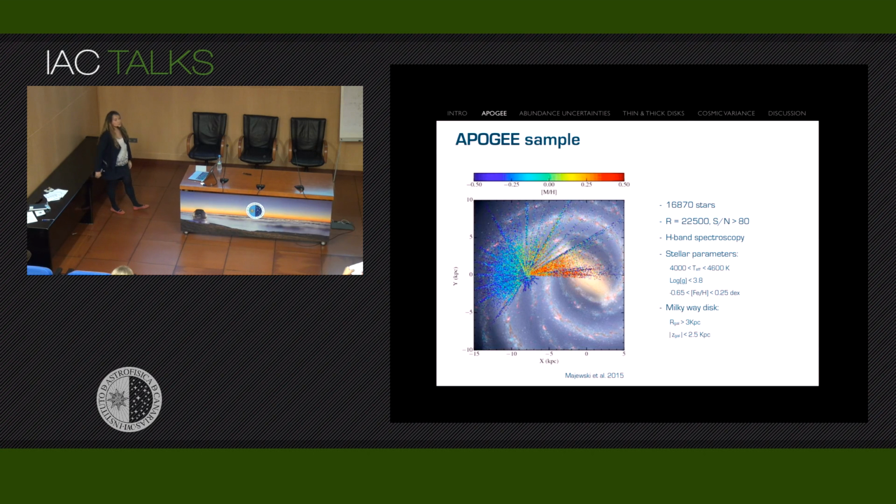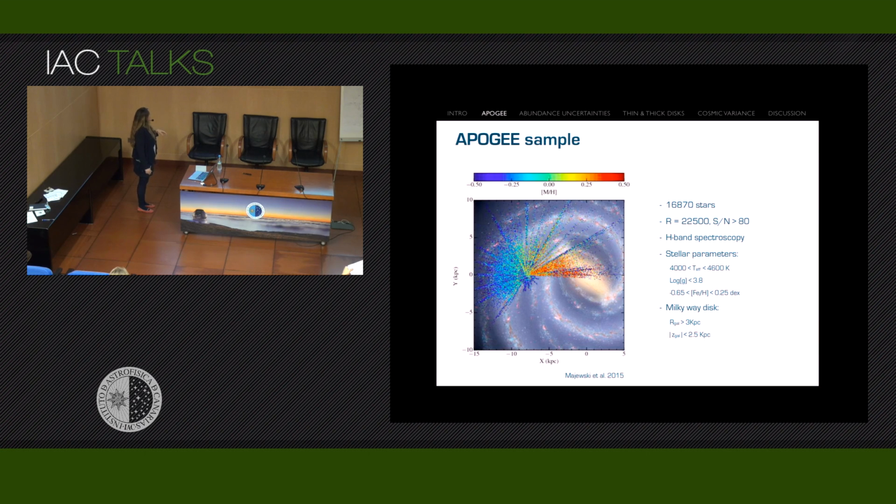We tried to use the APOGEE sample, which has in total around 160,000 stars. If you look at the plot, it covers a really big range in galactocentric distances, so it's a huge sample. The resolution is high, but still not that high. For the signal to noise, we cut at about 80. It is spectroscopy in the H band, so it's infrared, and we measure the oxygen using OH bands.